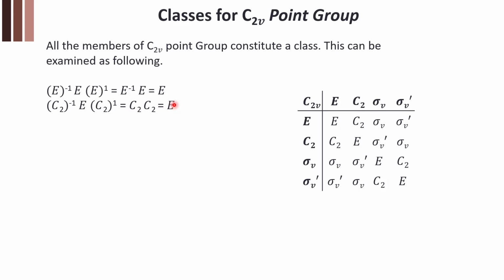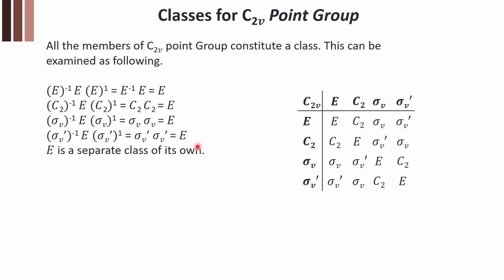Now the third element would be sigma v. So when we do sigma v inverse E sigma v, the reciprocal of sigma v is sigma v itself. We know all planes are reciprocal to themselves. So sigma v and this product is of course sigma v. So the two sigma v's make identity, and the same would be the case for the fourth element also, sigma v dash, sigma v dash E sigma v dash, which results ultimately in identity. So what we see is that each element ultimately gives the result of identity, and hence E is a separate class of its own.